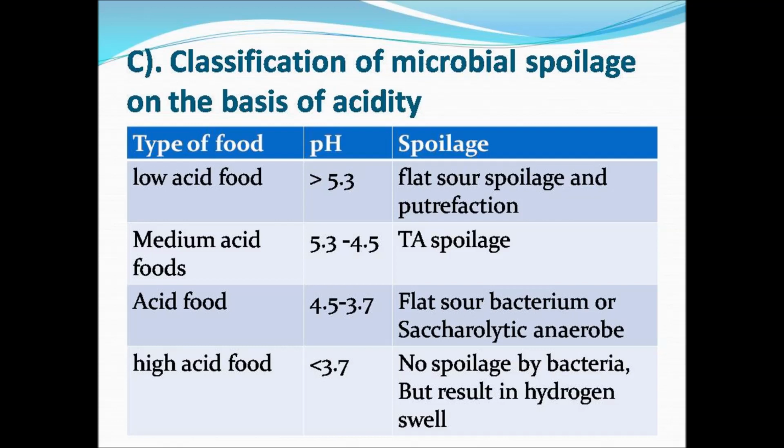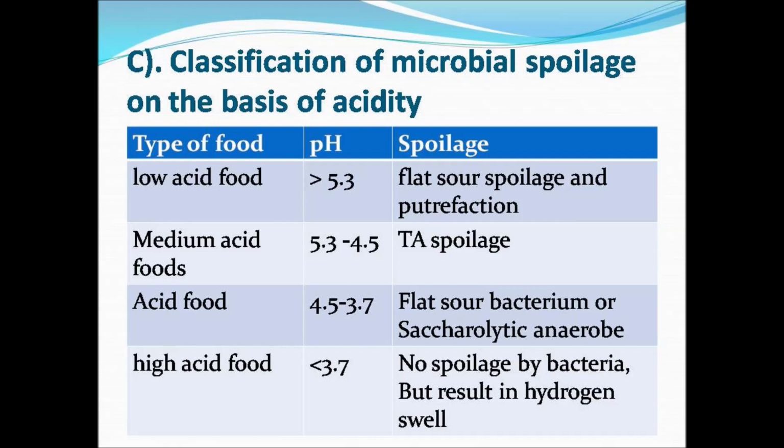So by understanding different types of spoilages that are caused by bacteria, we can classify the microbial spoilages on the basis of acidity, that is low acid foods, medium acid foods, acidic foods and highly acidic foods. In the case of low, medium, and acidic foods, different types of spoilages can be seen, like flat sour, TA spoilage, and saccharolytic anaerobes.